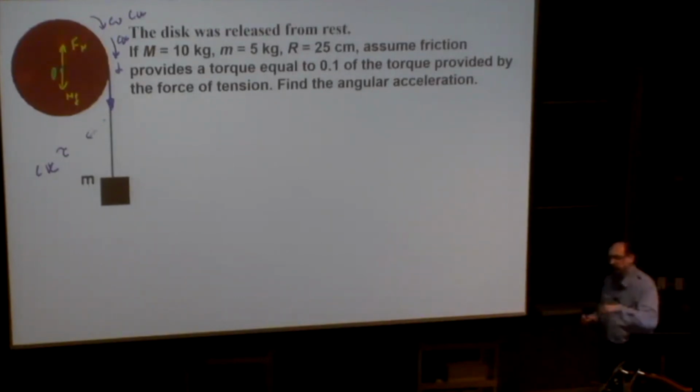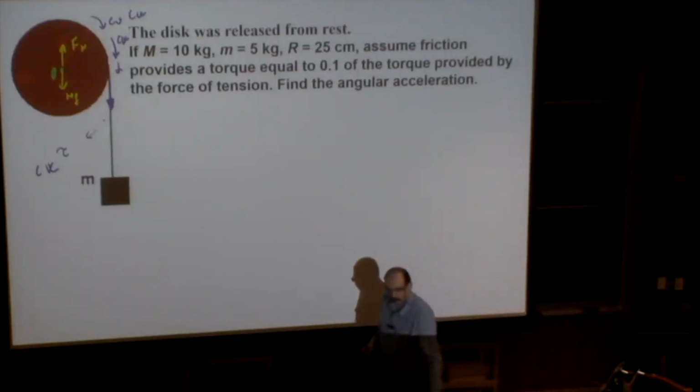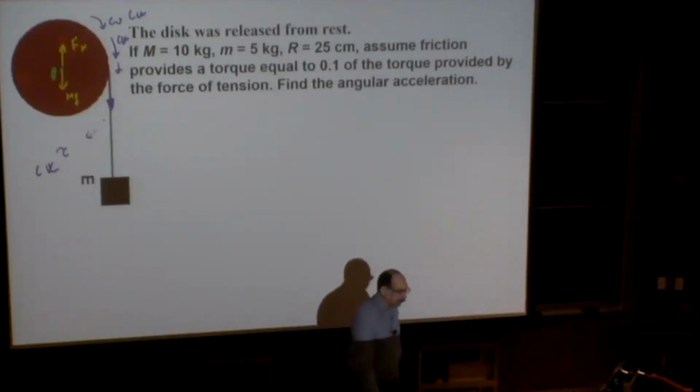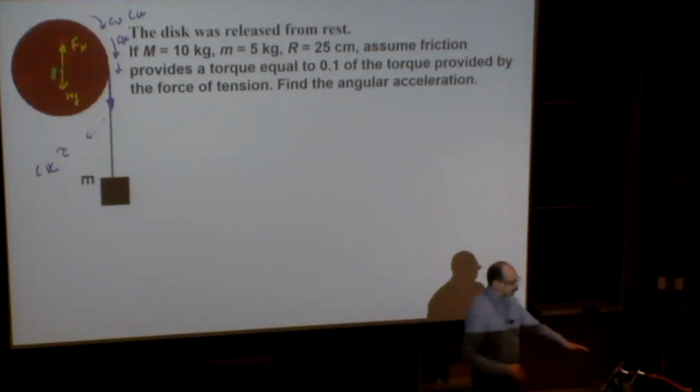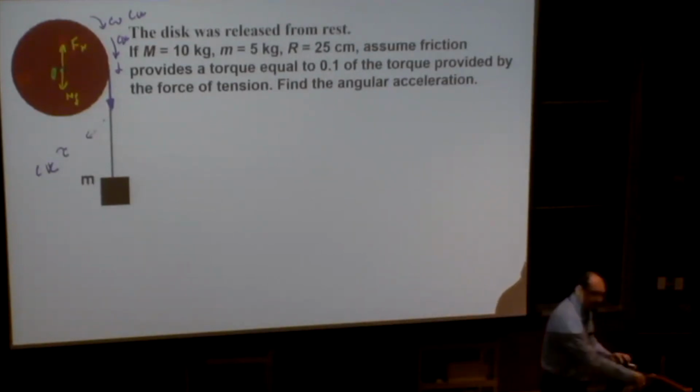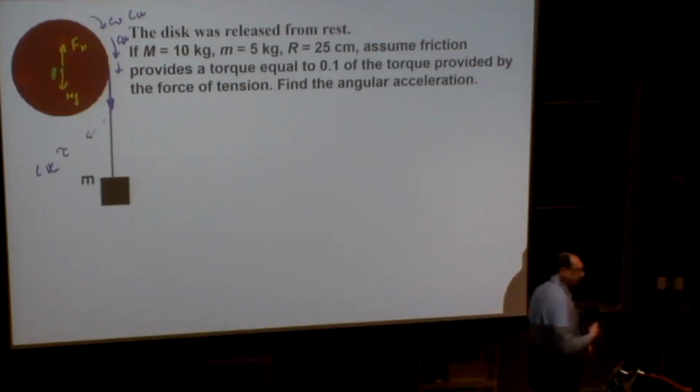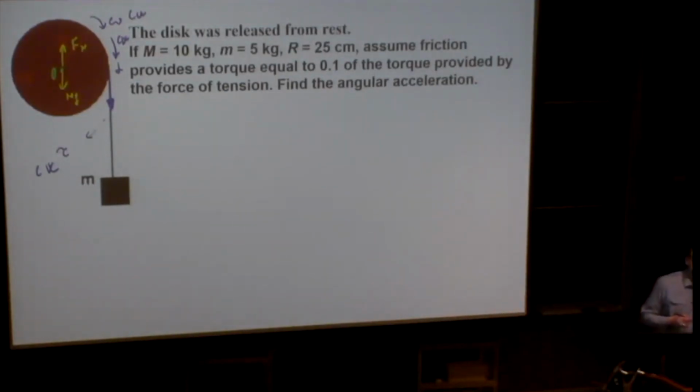Friction always opposes motion. If I move it to the left, friction points to the right. If I move it to the right, friction points to the left. If this spins counterclockwise, friction acts clockwise. If it spins clockwise, friction acts counterclockwise. That's what it does. Friction always points opposite to velocity. So torque due to friction should point opposite to omega.